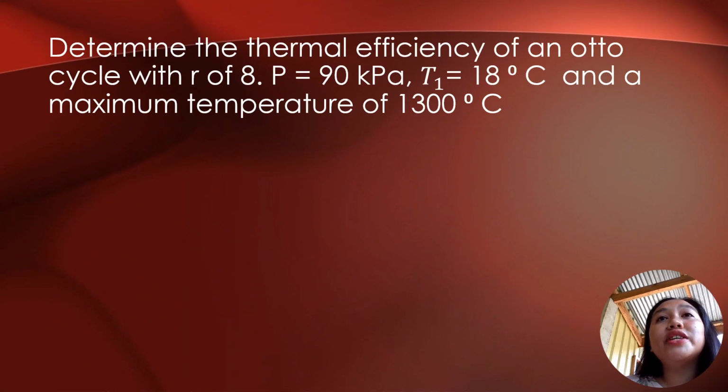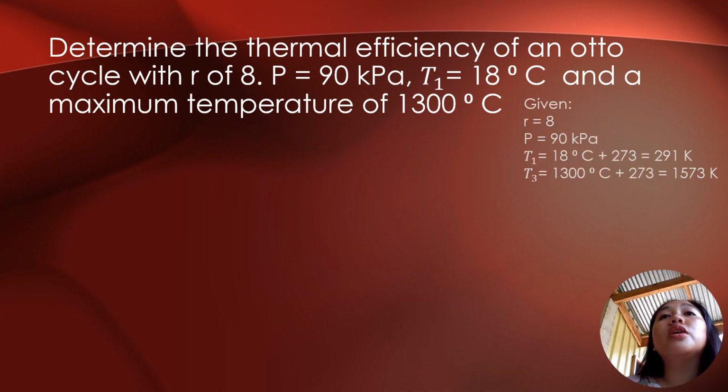Determine the thermal efficiency of an Otto cycle with R of 8, pressure equals 90 kilopascal, temperature 1 equals 18 degrees Celsius and a maximum temperature of 1300 degrees Celsius. So the givens in this problem are R equals 8, the pressure is 90 kilopascal and the temperature 1 is equal to 18 degrees Celsius.